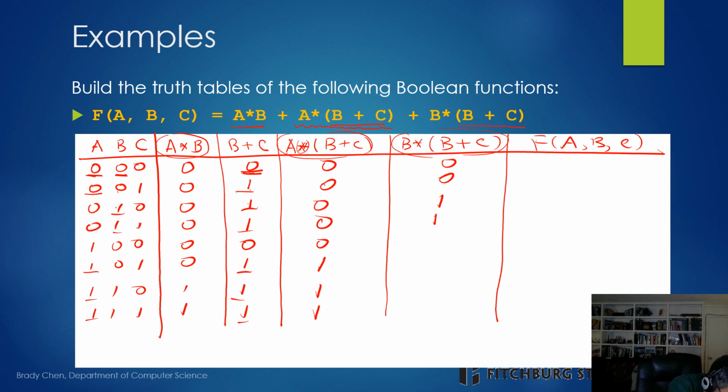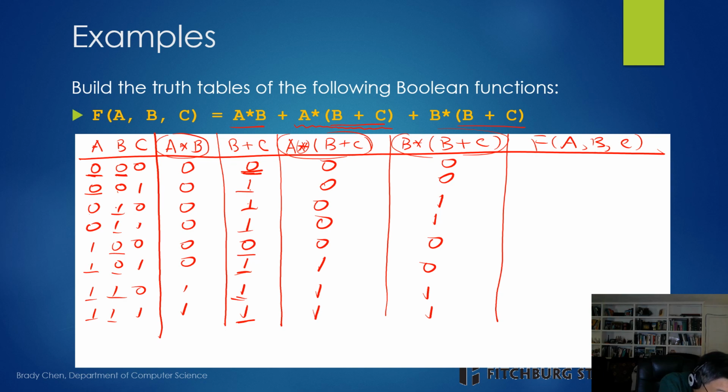What's next? Okay, 0, 0, that's 0, 0, 1, 0, 1, 1, 1, and 1, 1, 1.